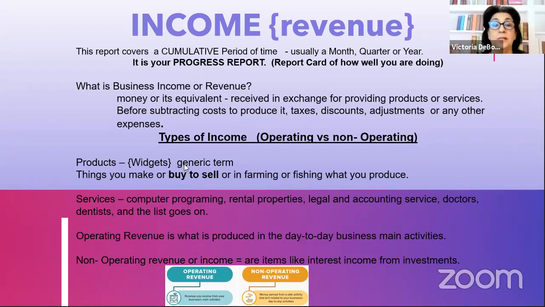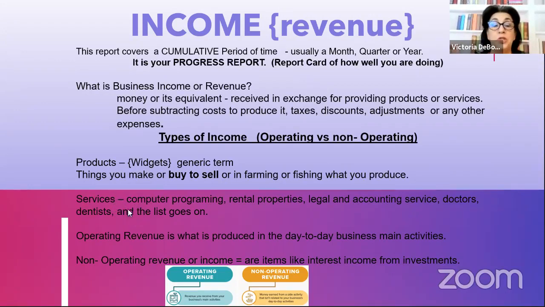So operating are things like products, and widgets is a generic term many times you'll hear referred to as a unit of measure of something, but it's the things you make or that you buy to sell, or in fishing or farming, what you produce, what you catch, any of those types of things that you sell for a product. It's a product that you sell.